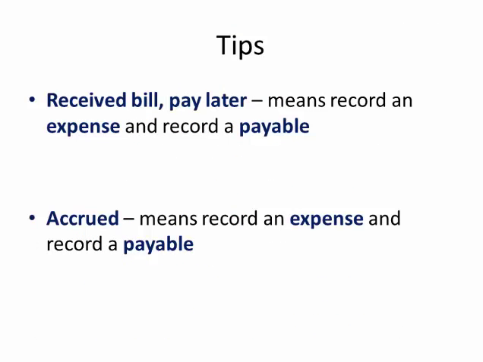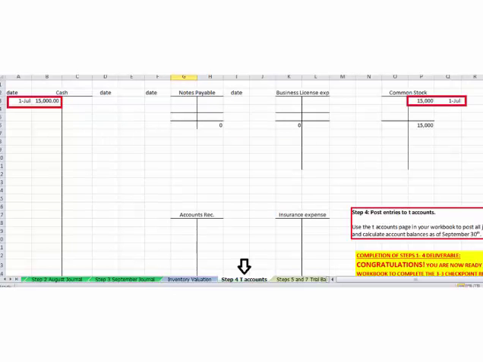When you see the wording received a bill, but we're not paying until later, we have an accrued expense. That means we're going to record an expense with a debit and record a payable. Accrued means record an expense and record a payable. Step 4 is where we transfer our journal entries to T accounts. You see the first transaction from July is also included in the T accounts.